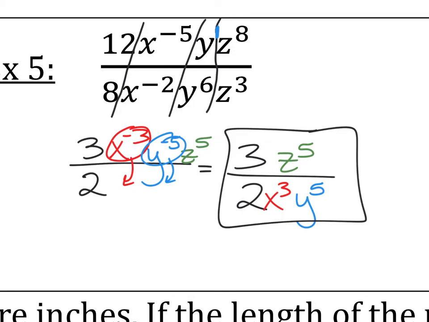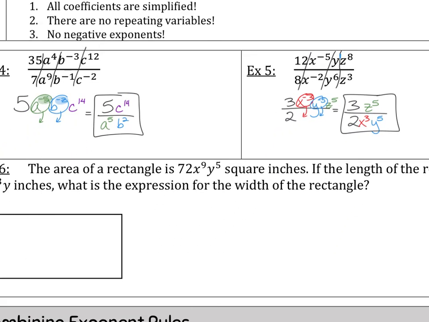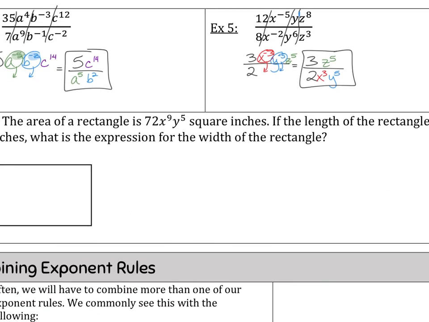Let's do another geometry problem. Are you ready? Yeah. Okay. The area of this rectangle is 72x to the 9th, y to the 5th. Okay, I'm going to label that already. So this is the area, 72x to the 9th, y to the 5th, square inches.